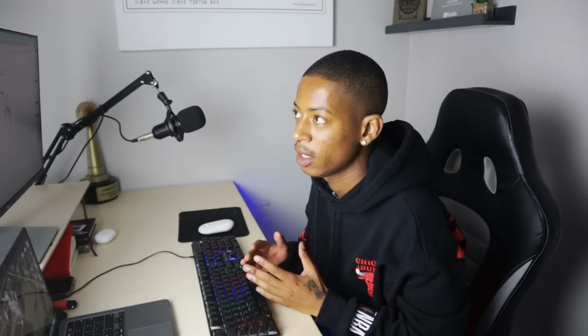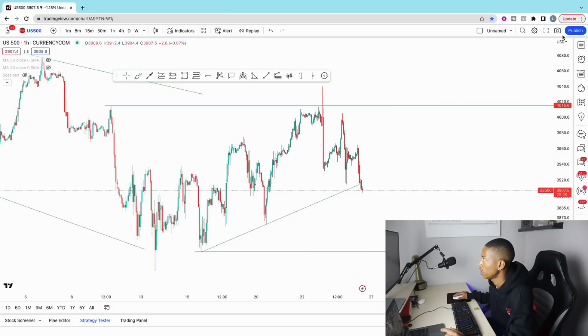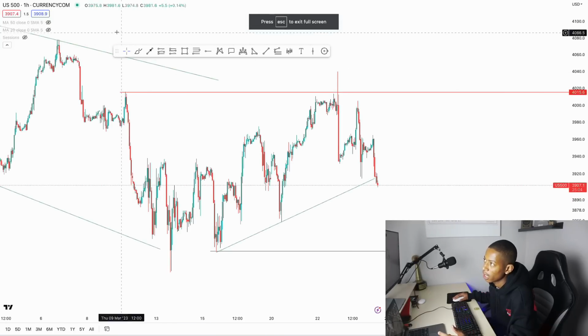So now it's very important to focus on what is going to be needed. What are the resources or the tools that you are going to need in order to secure this strategy that I'm going to be sharing with you? You can see I've got my TradingView chart here. Let me zoom in, and I'm now looking at US 500.